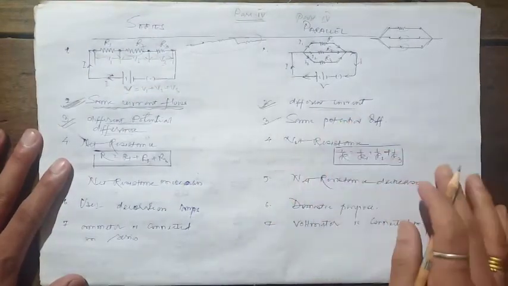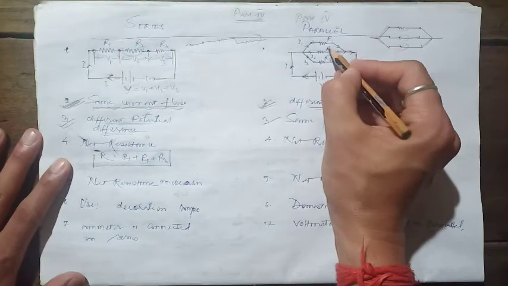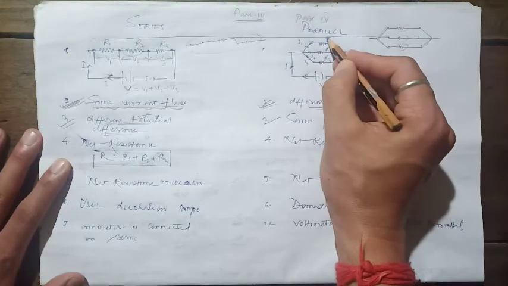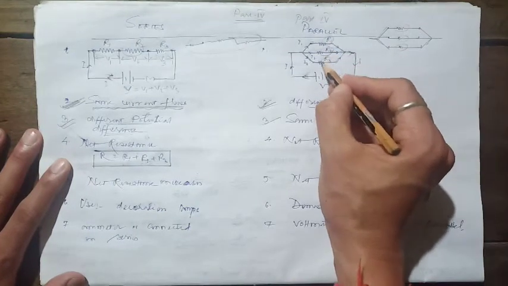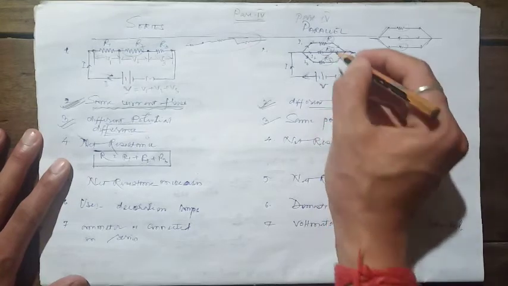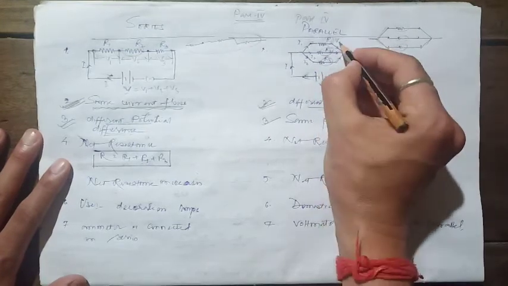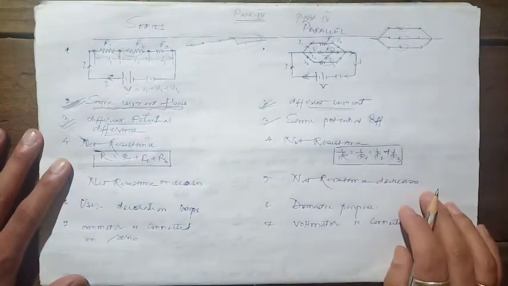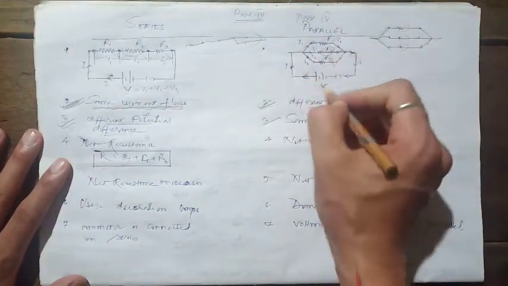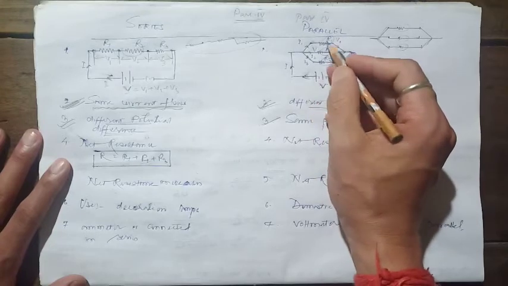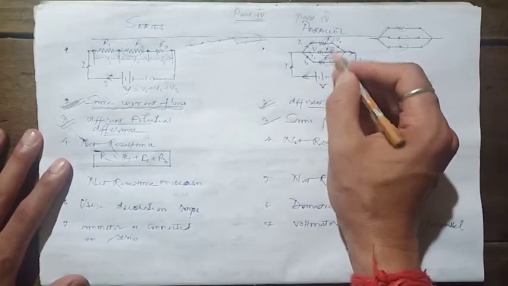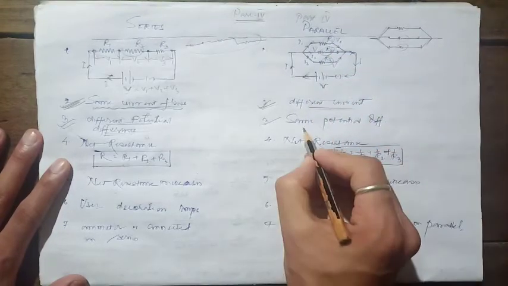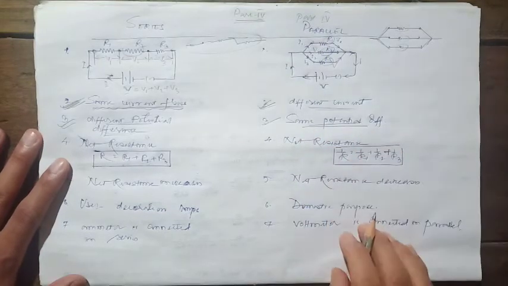Here in case of parallel connections, all the resistors will get the same potential difference as that of the battery. Now here battery voltage is V, so this resistor also gets V, this resistor also gets V, and this resistor also gets the voltage V. So here the potential difference remains the same. When the resistors are connected in parallel, all of them get the same potential difference. That's what we mean by this line, same potential difference.